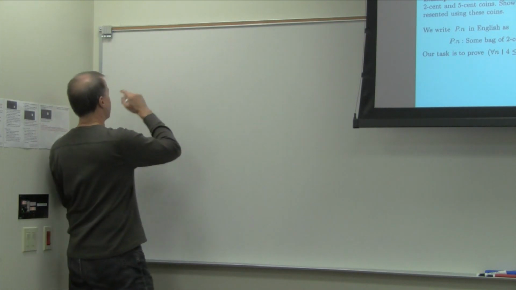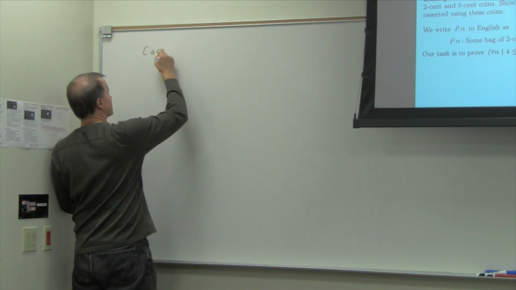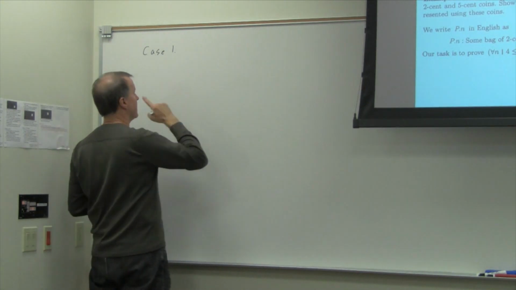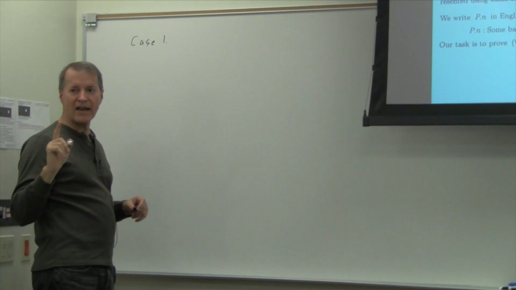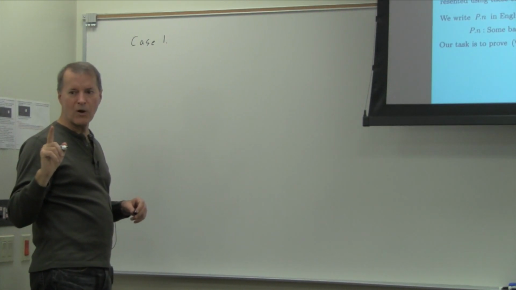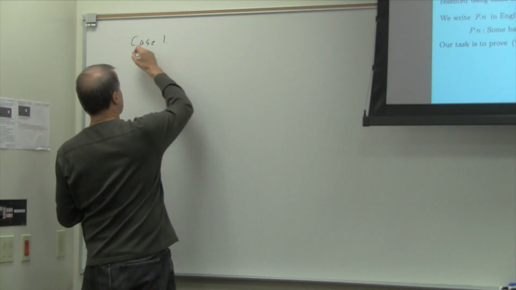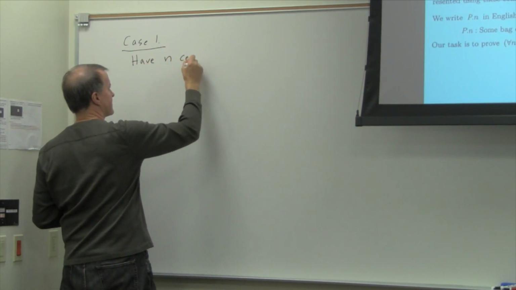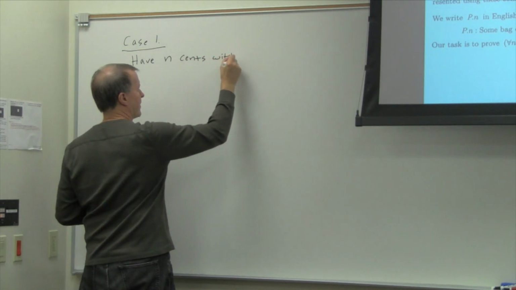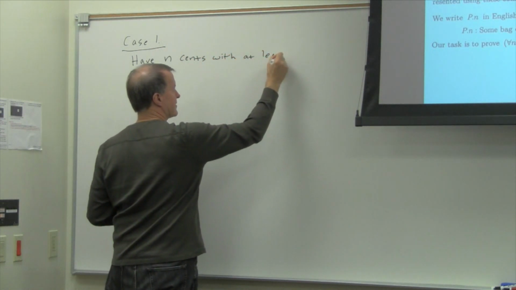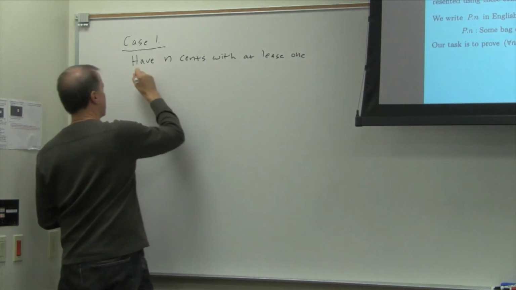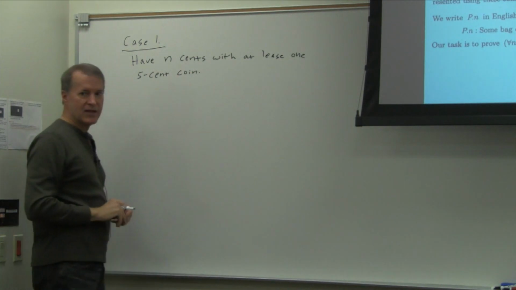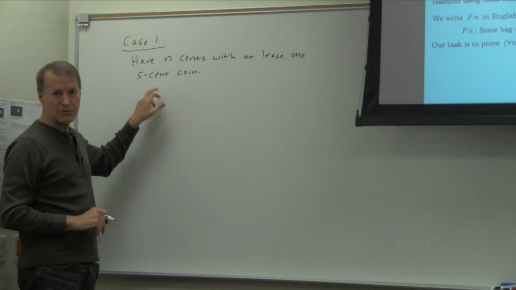Yes. Okay. So here we'll do 2 cases. Case 1: there is at least 1 5-cent coin. We have n cents with at least 1 5-cent coin, right? All right. So we have to write this down in English as part of the proof.